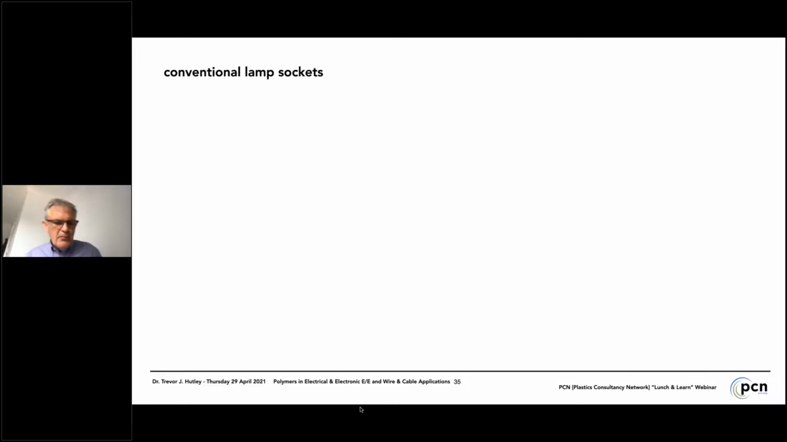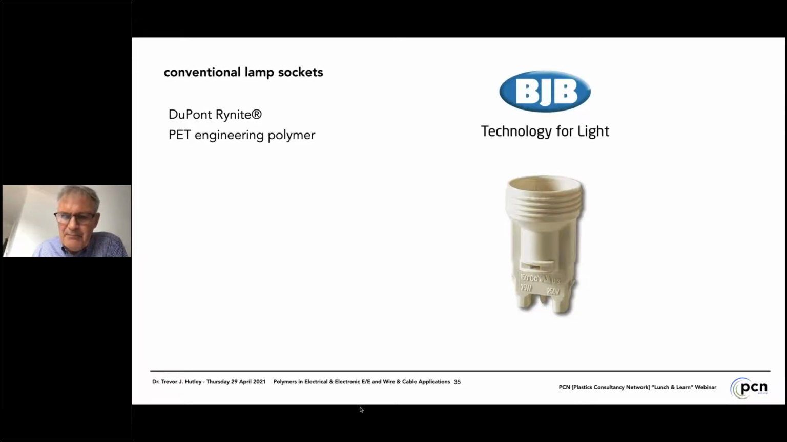I took one example from my own past. It's a bit dated, but it's interesting because it's an application of an engineering polymer, DuPont Rynite. When I worked for DuPont Engineering Polymers Research, PET can be used, most people think of it as a bottle material in packaging, but it can be used as an engineering polymer. And we used this at the time for a customer, BJB, which was and probably still is one of the biggest lighting suppliers maybe in the world. At the time, they were making 600 million lamp sockets a year. And of course, nowadays people say, well, what's a lamp socket? They're still in use somewhere. But this was a conventional lamp socket at the time. This is just an example of a PET lamp socket.